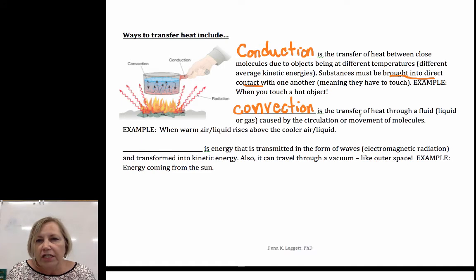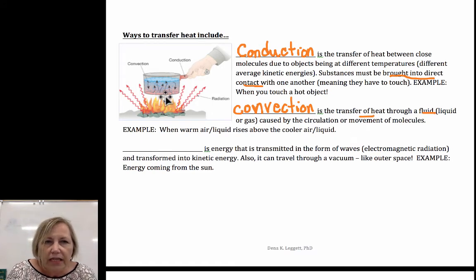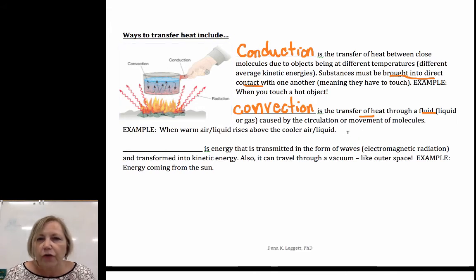Okay, convection, and boy, heat transfer through steam can be really, really painful. Convection is the transfer of heat through a fluid. They don't have to be in direct contact with one another. It's due to the circulation or movement of molecules through a gas is often what happens, like in convection ovens.